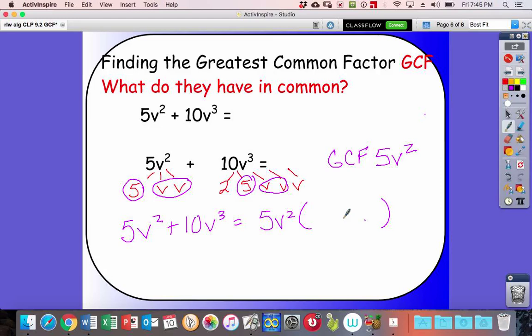Now there's 2 different ways to look at this. I took out the 5v squared. I took everything out. I would have to put just a 1 there. Because isn't 5v squared times 1 equal to 5v squared? Yep. What's left here? A plus 2v. There's the v, there's the 2. If I go back here and I multiply 5v squared times 1, don't I get the 5v squared? And then if I distribute again, I multiply 5v squared times 2v, don't I get a 10v cubed? So they are in fact equal.